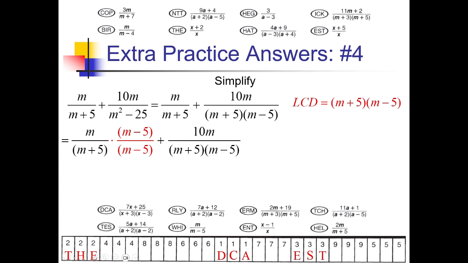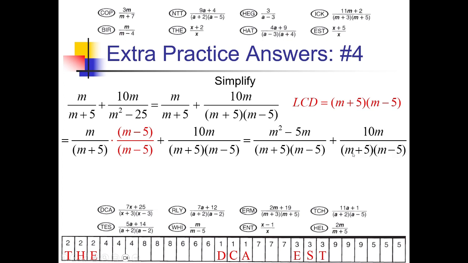Simplifying my first fraction, distributing, I've got m squared minus 5m all over the LCD, m plus 5, m minus 5. Second fraction, let's keep that the same for one more step. Now combining these together, I'm going to have my common denominator of m plus 5 and m minus 5. And in the numerator, I'm going to have an m squared and let's see, minus 5m plus 10m, that's plus 5m.